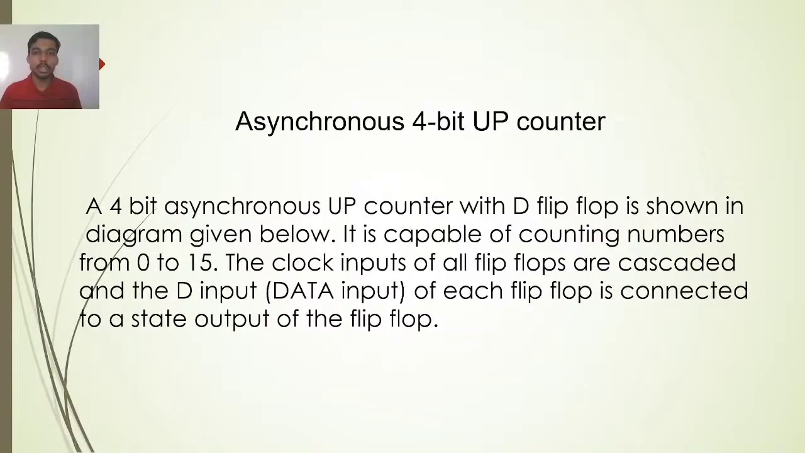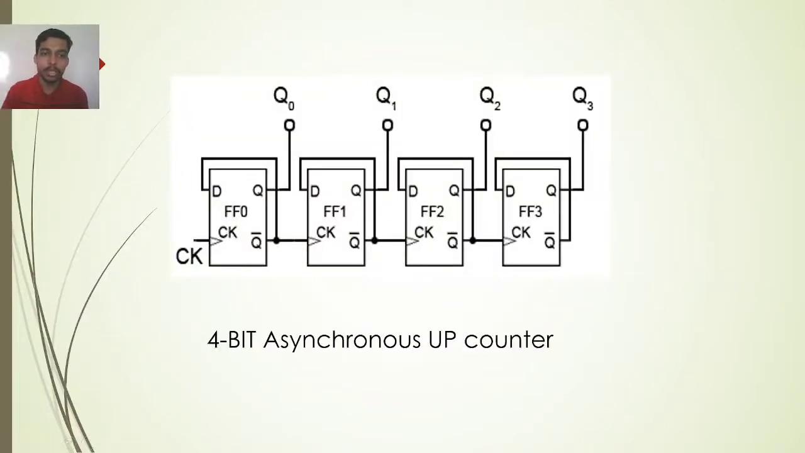4-bit asynchronous up counter. A 4-bit asynchronous up counter with a D flip-flop is capable of counting numbers from 0 to 15. The clock inputs of all flip-flops are cascaded and the D input, the data input of each flip-flop, is connected to a state output of the flip-flop. Like you can see, the data input is connected to the state output of each flip-flop.